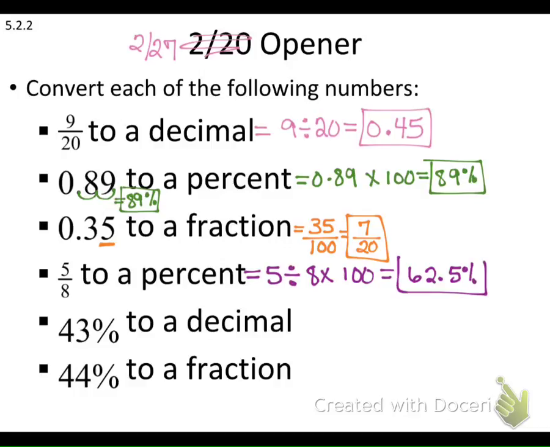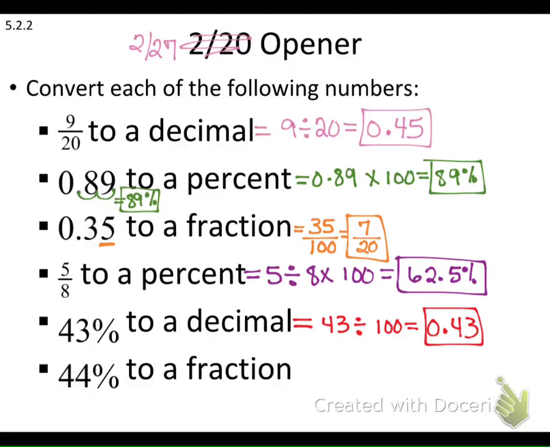All right. Moving right along. Now we're at a percent to a decimal. Jemiah, how do I change a percent to a decimal? Very good. So 43 divided by 100, and what do you get? Not percent, just 0.43, because you're getting rid of that percent sign.